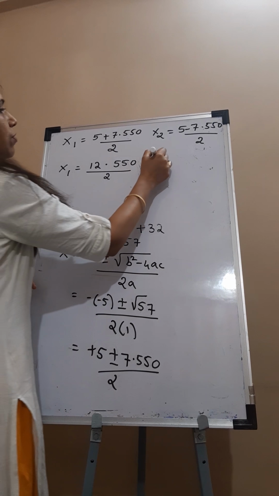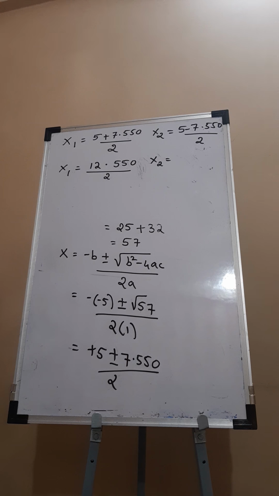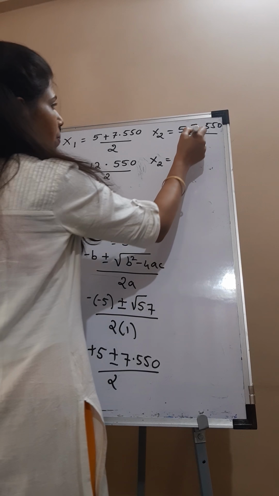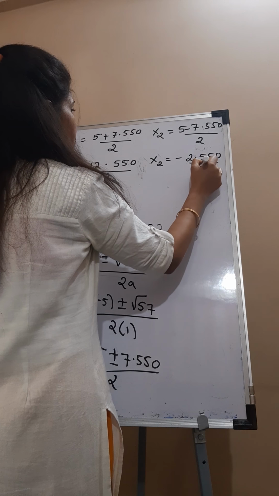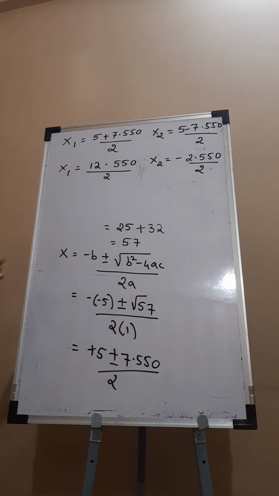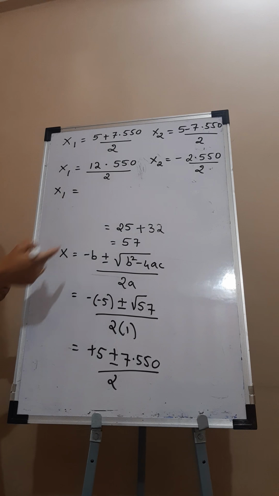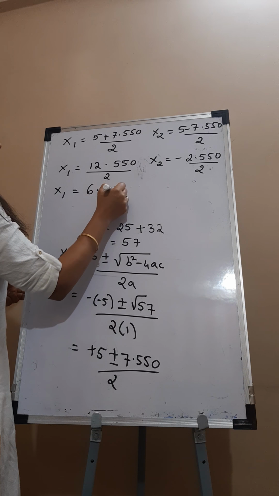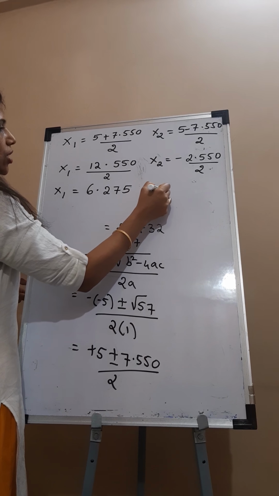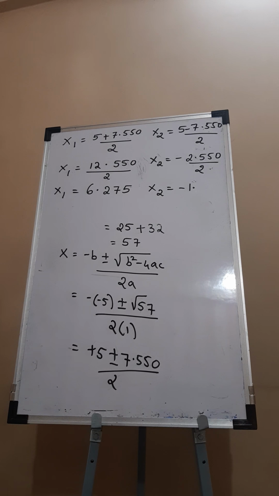Okay. Now here, if you see, 7.550 has a minus in front of it, so the negative sign will be there. Subtract and get the answer. So you will write 2.550 upon 2. And when you are writing the value of x1, you will divide by 2. So you will get the value as 6.275 and x2 as minus 1.275.